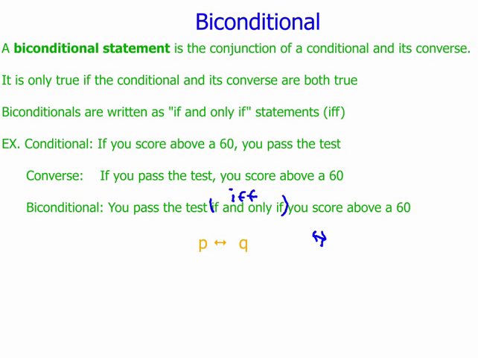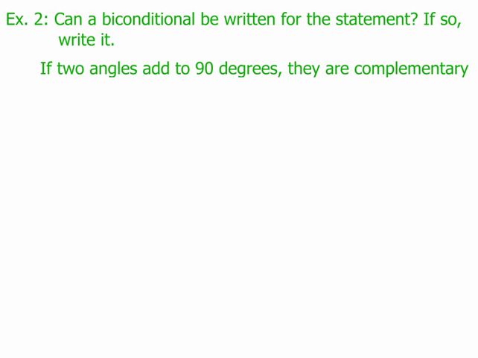So let's take a look at a practice example. Practice example says, can a biconditional be written for this statement? If so, write it. So you have to decide, can a biconditional be written? That means are both the conditional statement and its converse true? And if so, then write the biconditional. So go ahead and try this one, and then hit play again when you're done.